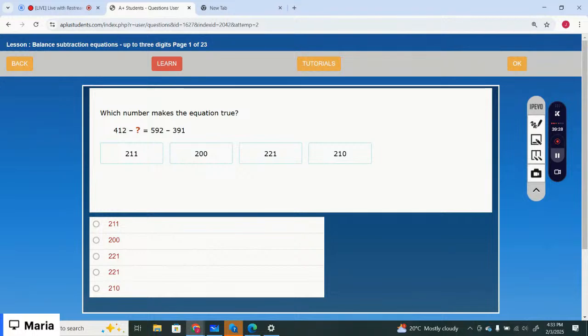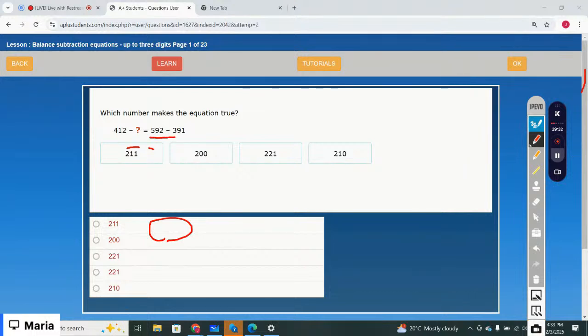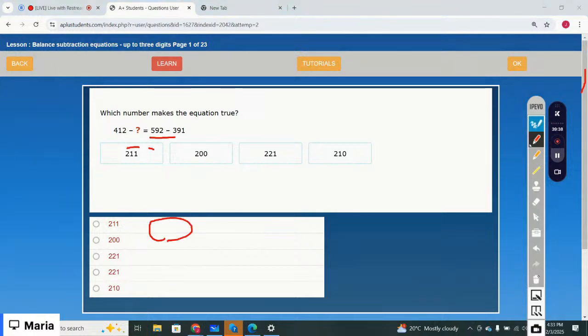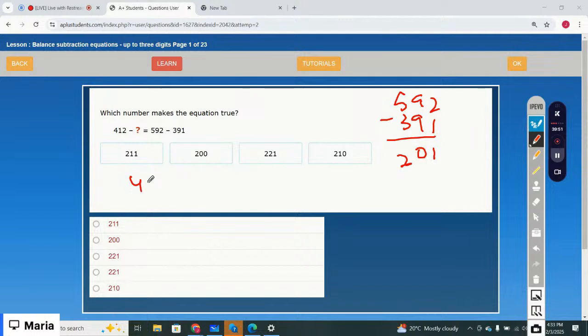Which number makes the equation true? You have to subtract this side first. 592 minus 391. Let's just subtract. 2 minus 1 is 1. 9 minus 9 is 0. 5 minus 3 is 2. That is 201.